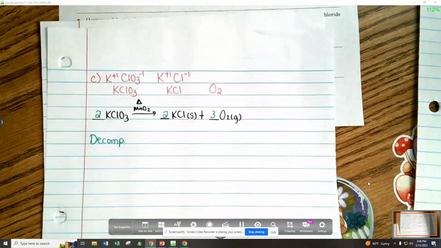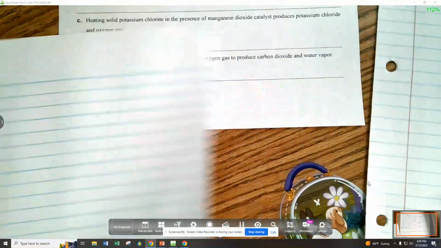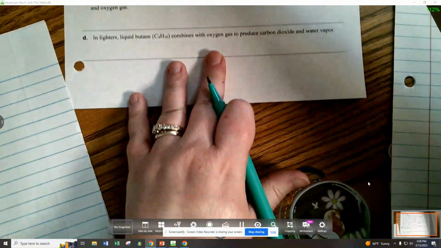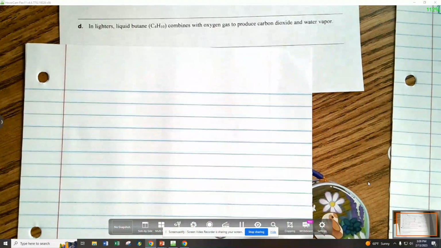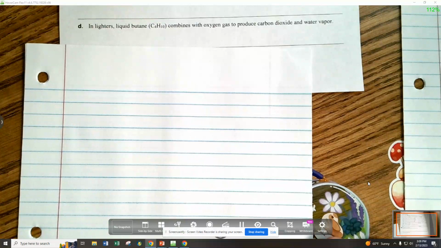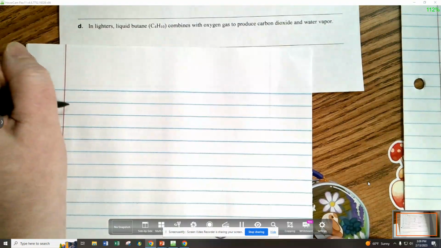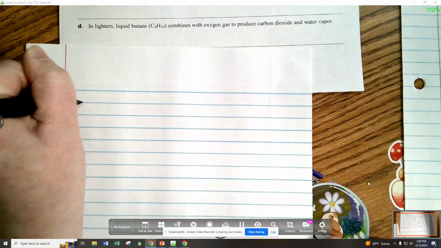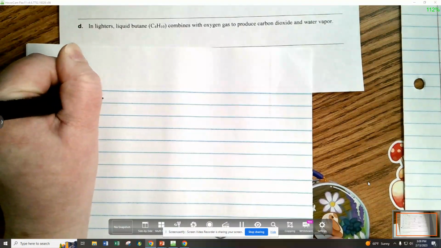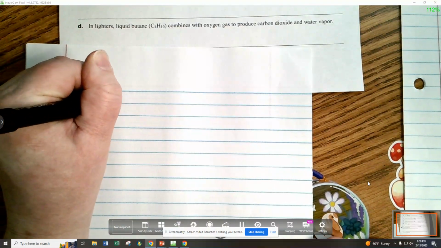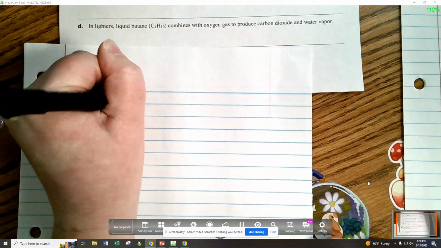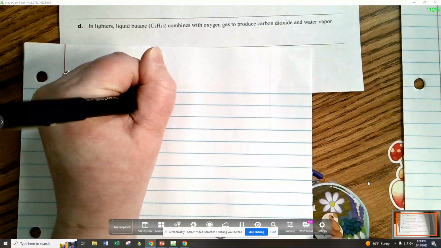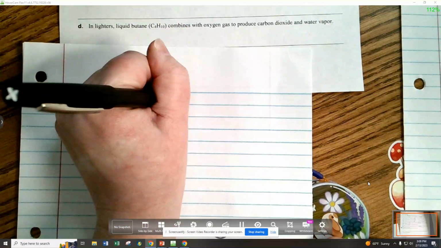Okay. Last example then. In this last example, this one's probably the trickiest one with a few things to know. So it says in lighters, liquid butane, so C4H10, because that is an organic molecule. I do not expect you to know organic naming. We never learned it. So that's why I give you that it's C4H10. But I do give you that it's liquid, so L for liquid. Combines with oxygen. Oxygen is a gas at room temperature, and it produces CO2 and water.